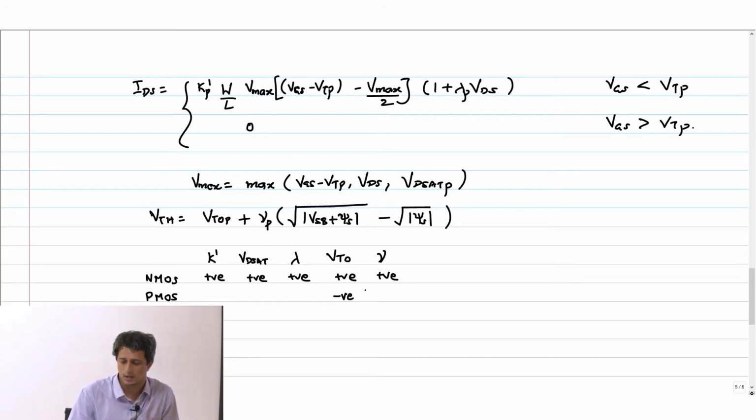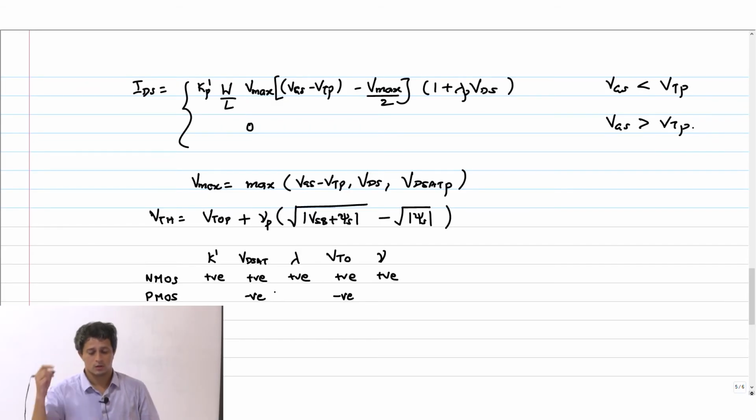What about VD sat? Negative value, because the current will flow only if VDS is negative, and therefore even the saturation value has to be a negative value. These are pretty simple ones.